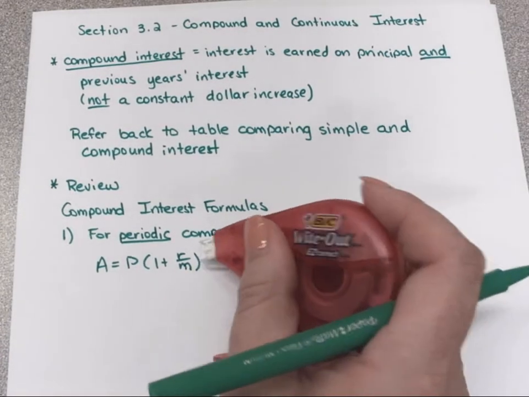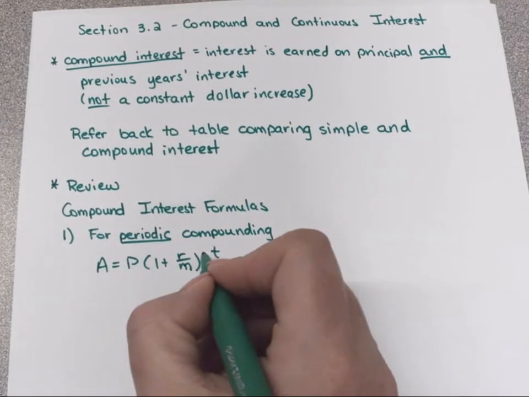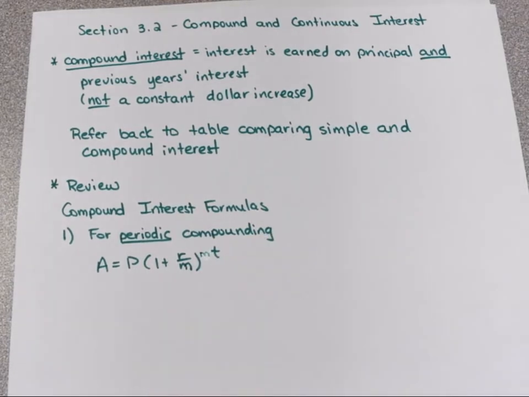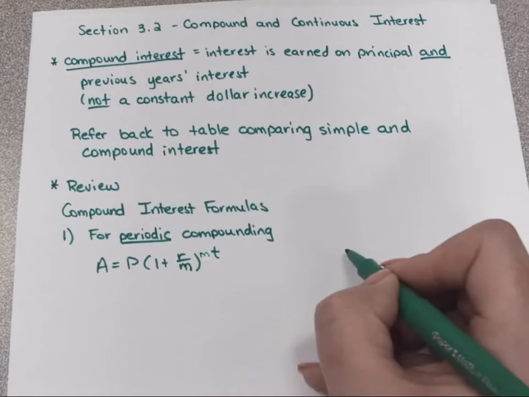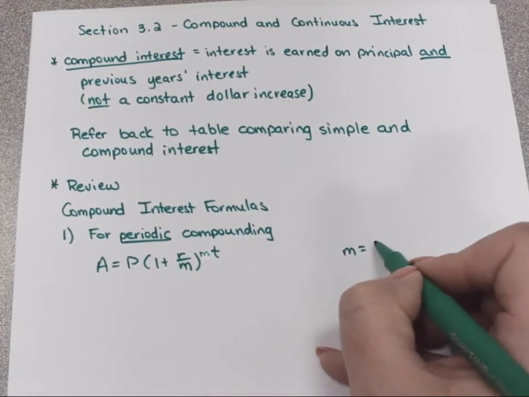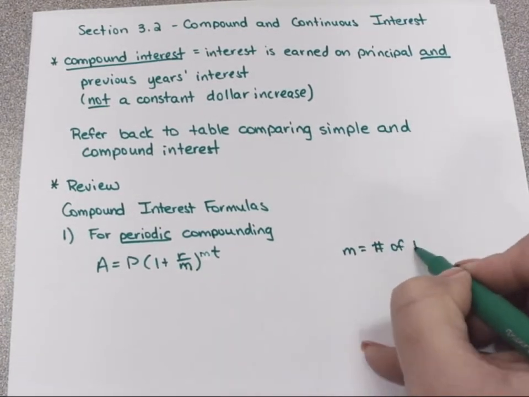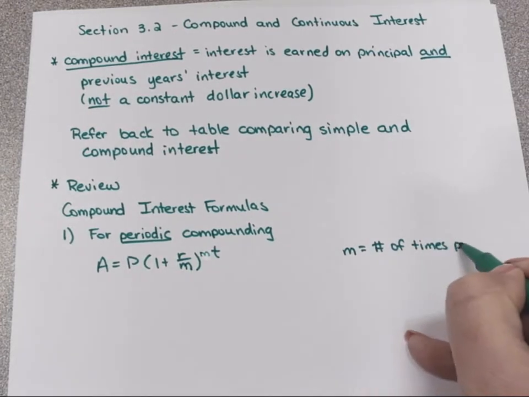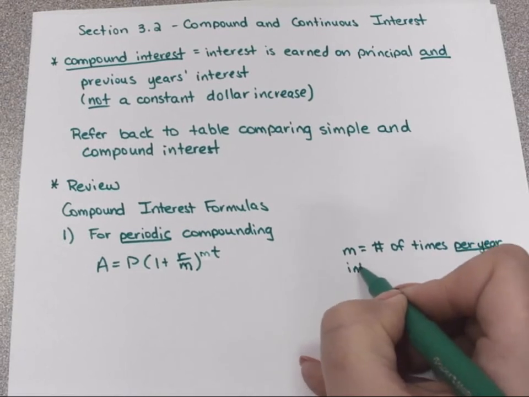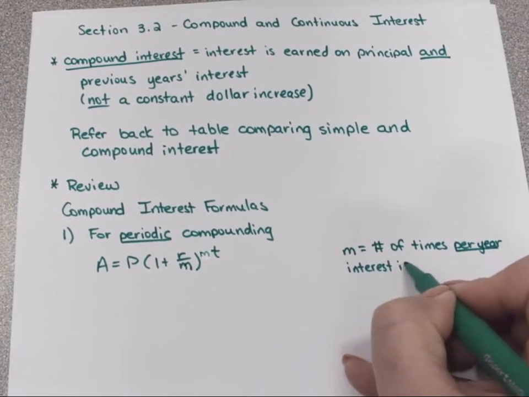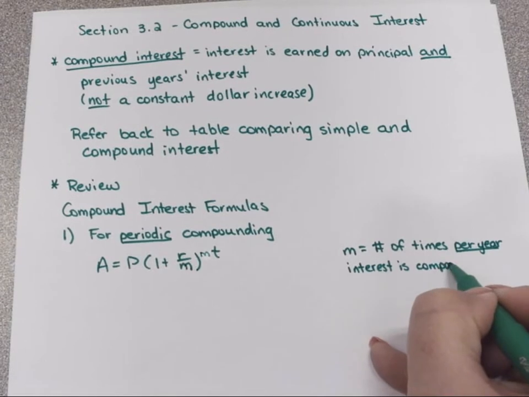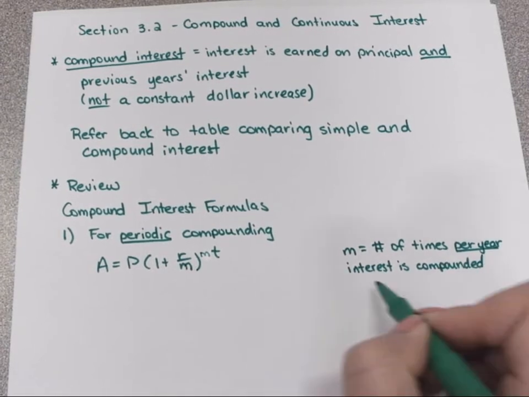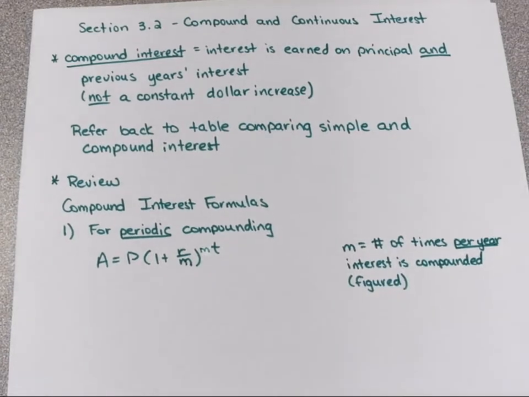The reason for the confusion there with the letter we're using is a lot of textbooks use the letter N, as in Nancy, but this textbook uses M, so I have to remind myself to change it. And remember that M is the number of times per year that interest is compounded. And compounding is just a fancy way of saying the interest is being figured.